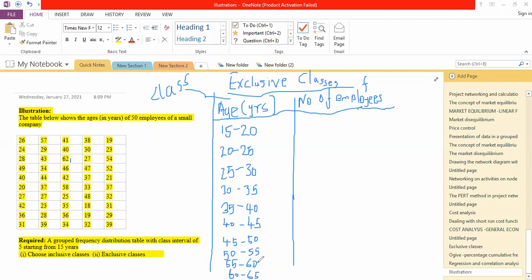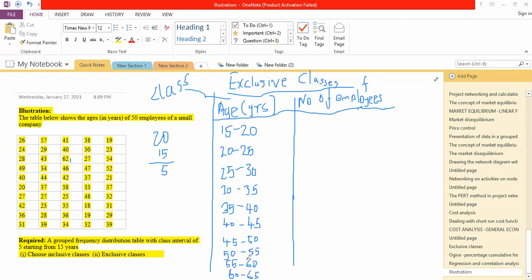So we have formed our classes with an interval of 5 in each class, starting with an age of 15 years. And as you can see, the interval is 5 because with the exclusive classes we had said, to find the correct class interval, just take the upper limit and subtract the lower limit to give you a difference. For example, for the first class, 5. If you want to know the interval of the second class, you'd take the upper limit of 25 minus the lower limit of 20, again giving you an interval of 5.